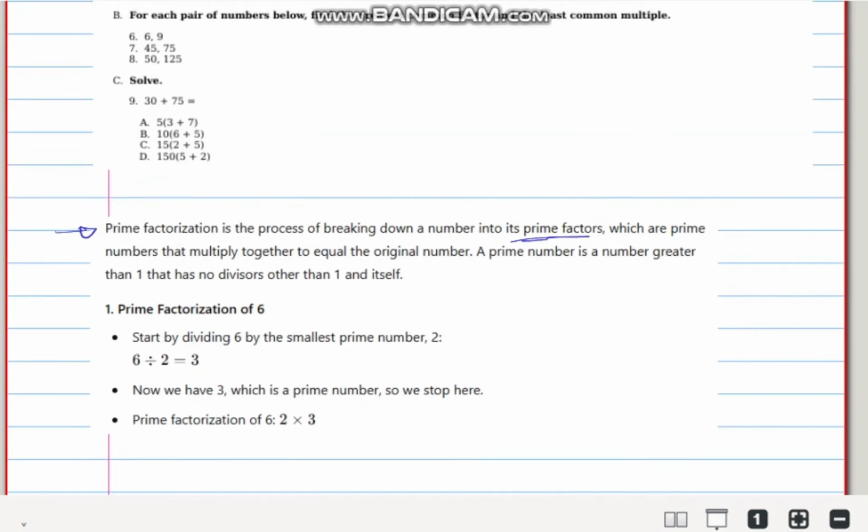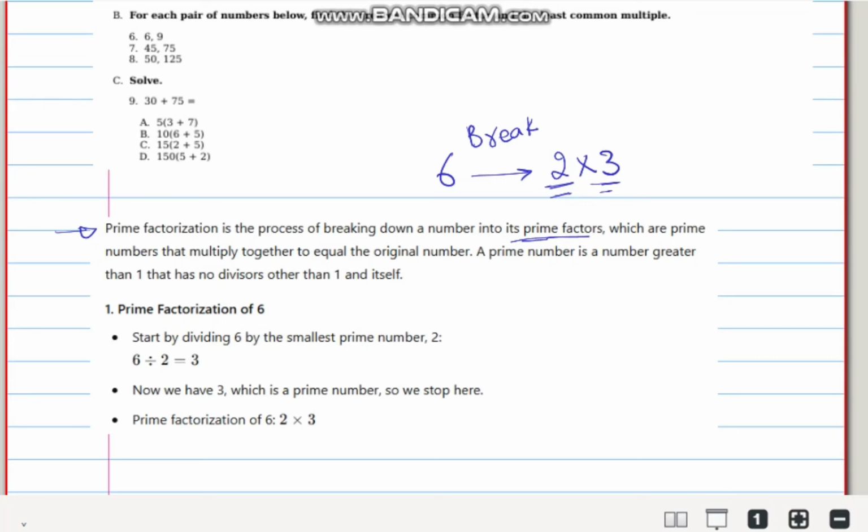For example, we have 6. Now, how can we break down 6 in terms of factorization? We can break down 6 like that: 2 cross 3. So what we have done is break the 6.